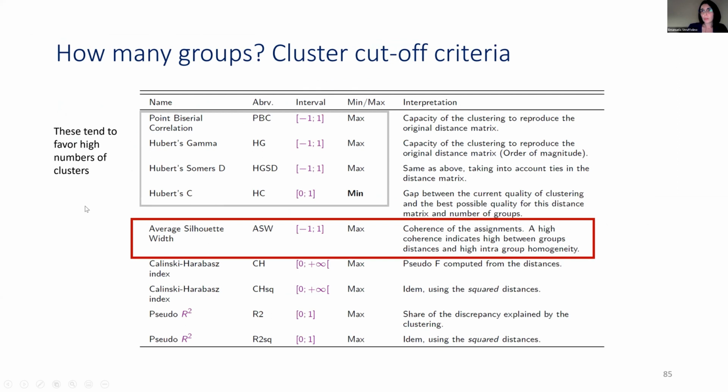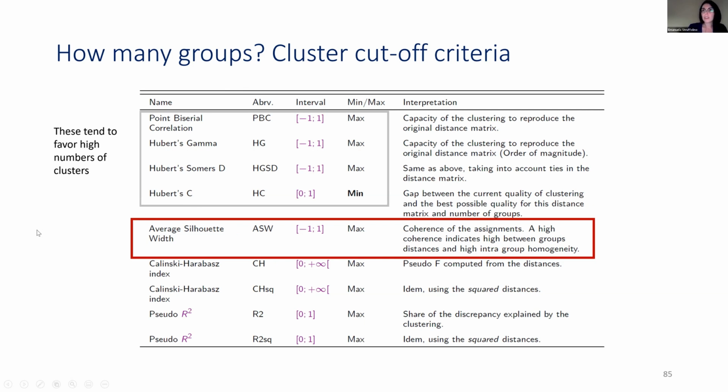The first thing we want to consider is other criteria that are called cutoff indicators. Also in this case, TraMineR allows you to explore many of them. You see a compound list on this slide. I would say that 95% of the papers rely mostly on this average silhouette width.